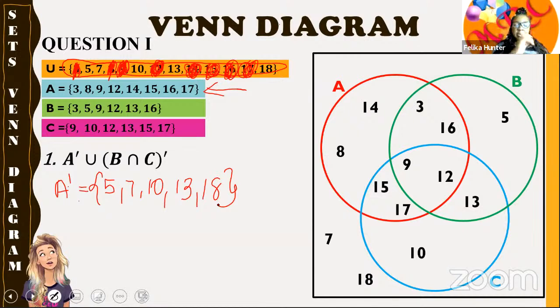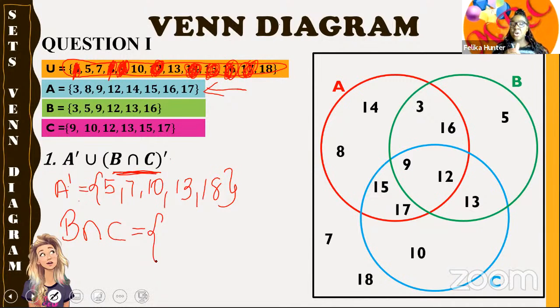So now we go to the next part. We're going to work out this bracket first to see what it is, and then we do the complement. So you do what is inside of the bracket, and then you add the complement part to it. So we're going to do B intersect C equals open bracket.